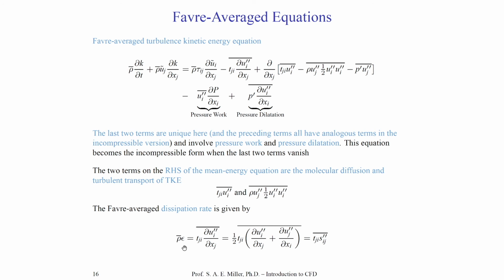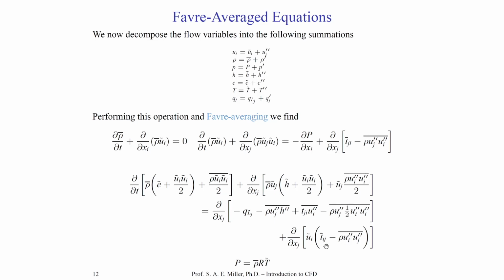The first one is just the mass-weighted dissipation. It'd be rho bar epsilon goes as 1/2 the shear stress times the bar of partial ui double prime partial xj plus uj double prime partial xi. This can be rewritten compactly as tau ij Sij double prime. Recall our definition of Sij.